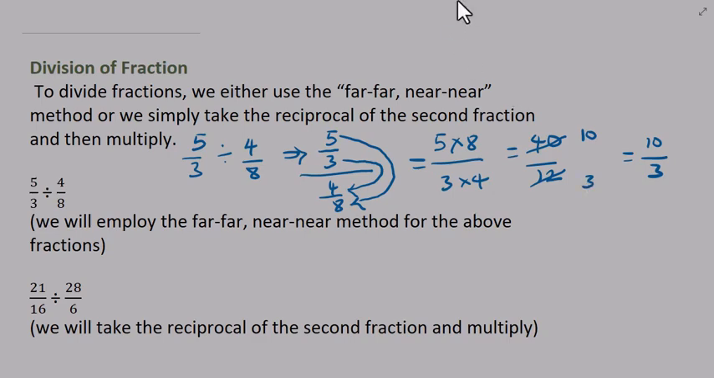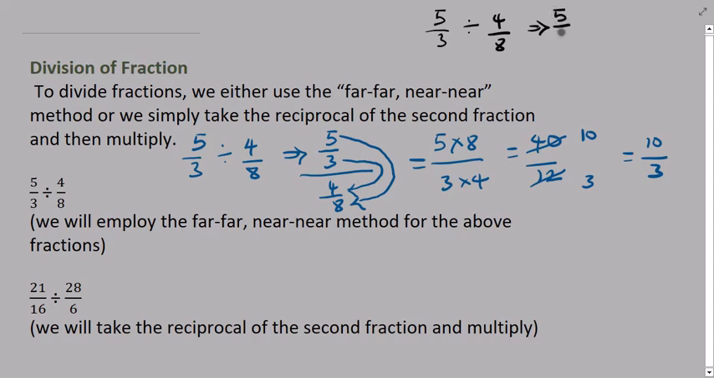For the other method, we use the reciprocal of the second fraction and multiply. So here we have 5 over 3 divided by 4 over 8. What you simply do is keep 5 over 3, then take the reciprocal of the second fraction. The second fraction is 4 over 8, but now we have the reciprocal as 8 over 4. That simply means take the numerator down and bring the denominator up. So we just flip or swap.